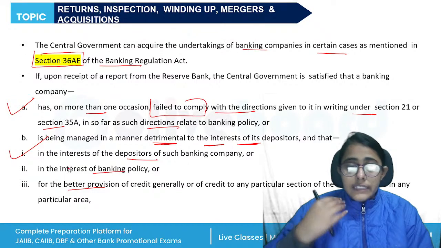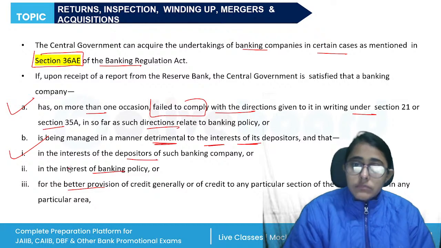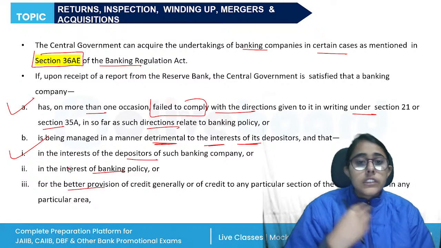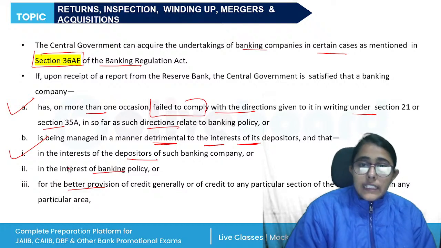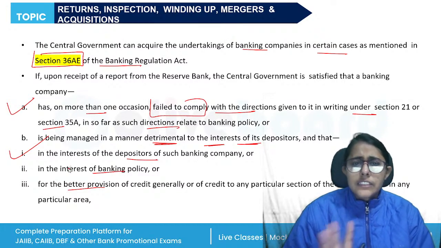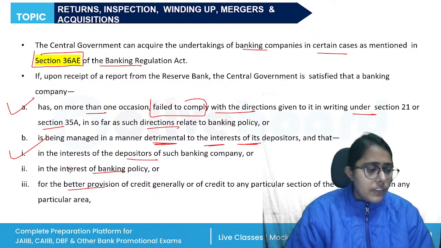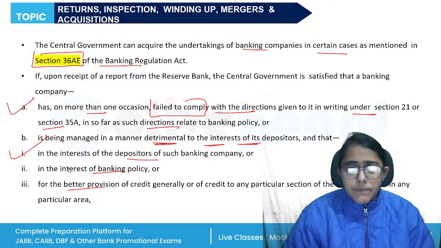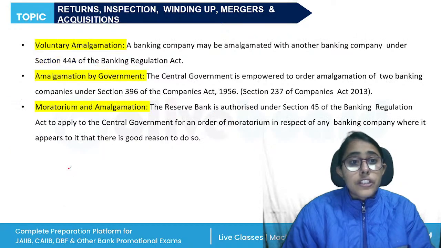So if it is necessary to acquire the undertaking of such banking company, then the central government may, after consultation with the Reserve Bank, acquire the undertaking with effect from the date which is specified by the central government. So the central government is empowered for the acquisition, right? There are also the cases of amalgamation of banks.